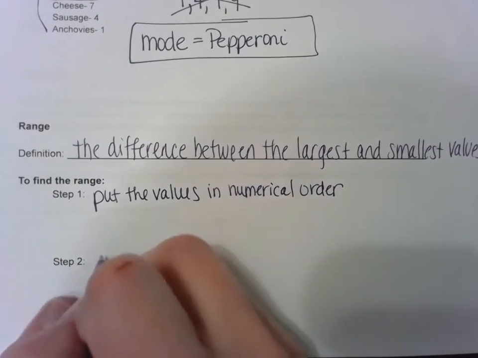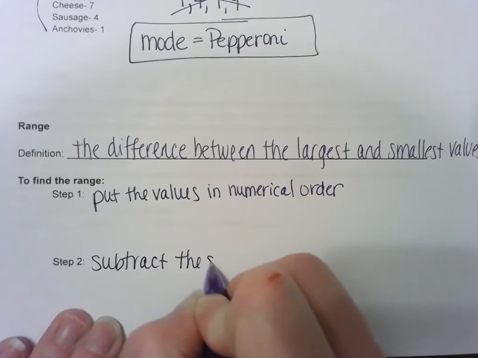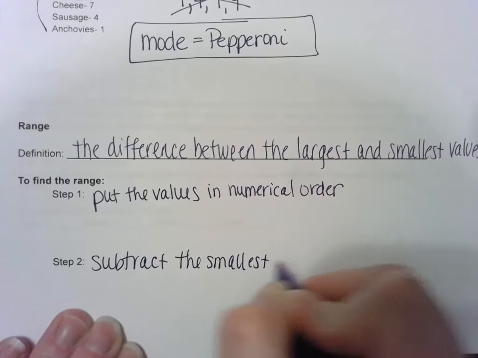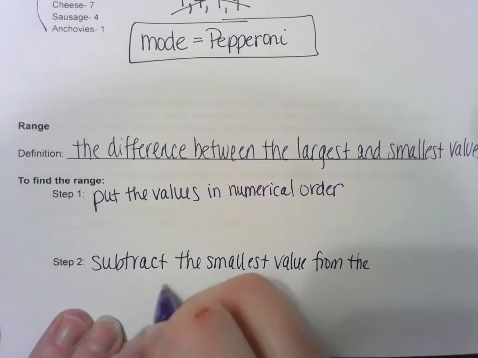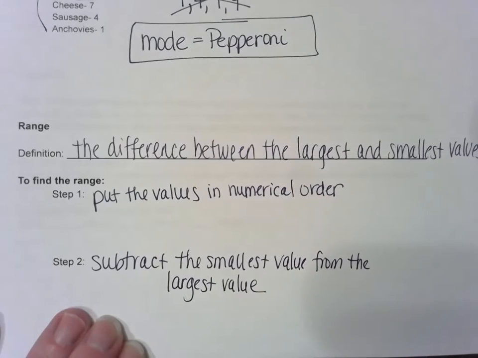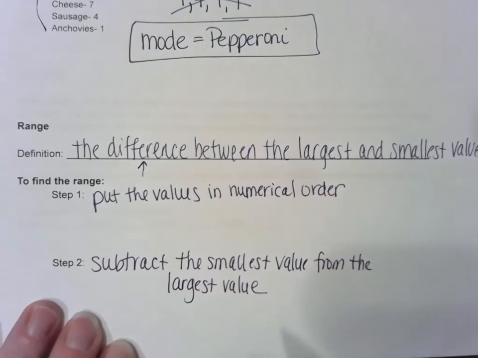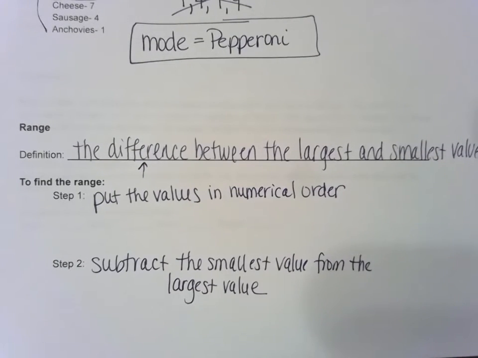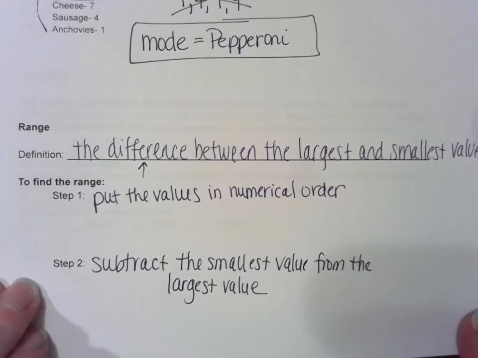Step 2, you're going to subtract the smallest value from the largest value. And we know we're subtracting because of this math keyword up here, the difference between the two values. So you're going to take the largest one and subtract the smallest. If you need to, you can pause so you can get your definition and your steps written down, and we'll move on to our first example.